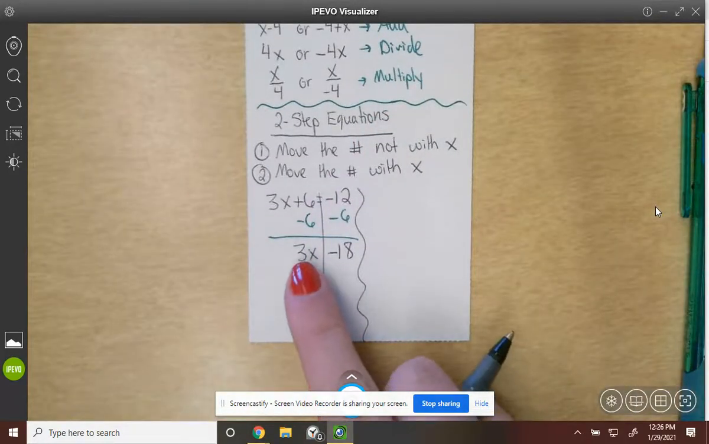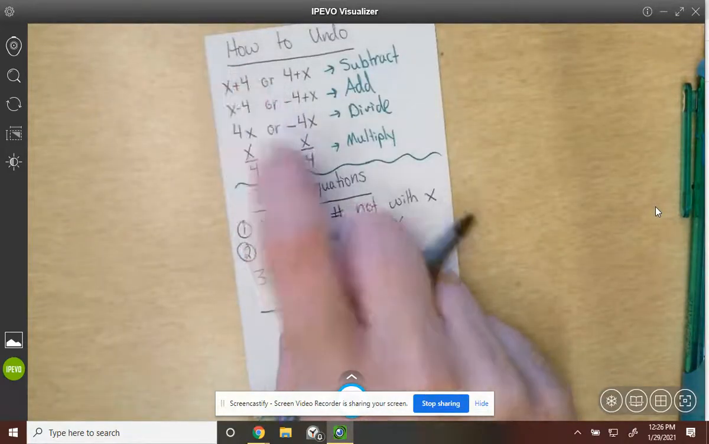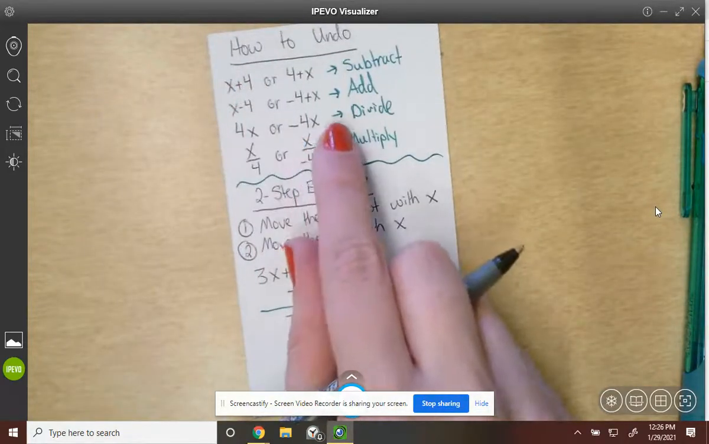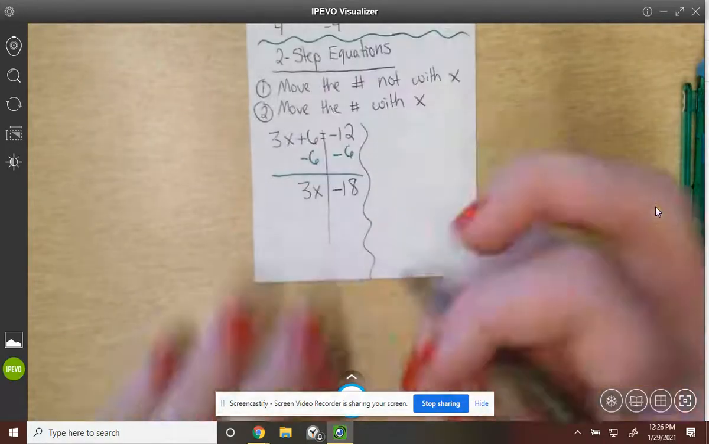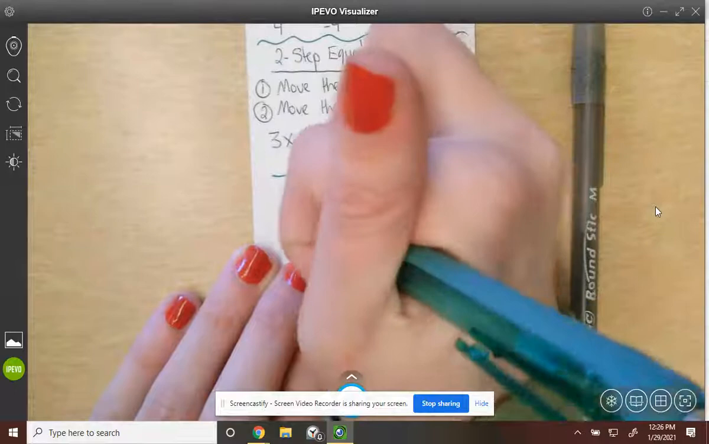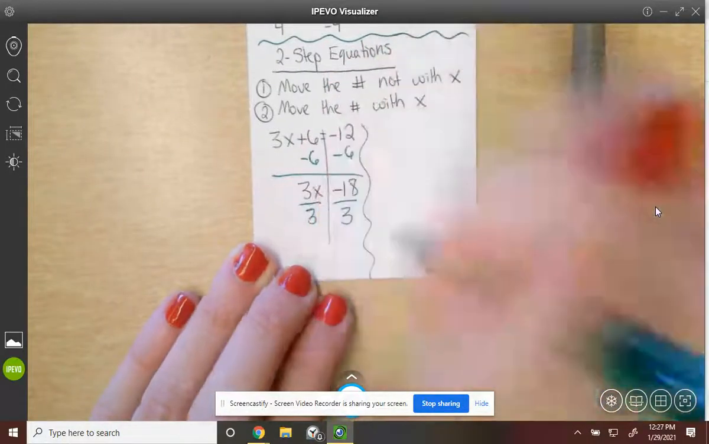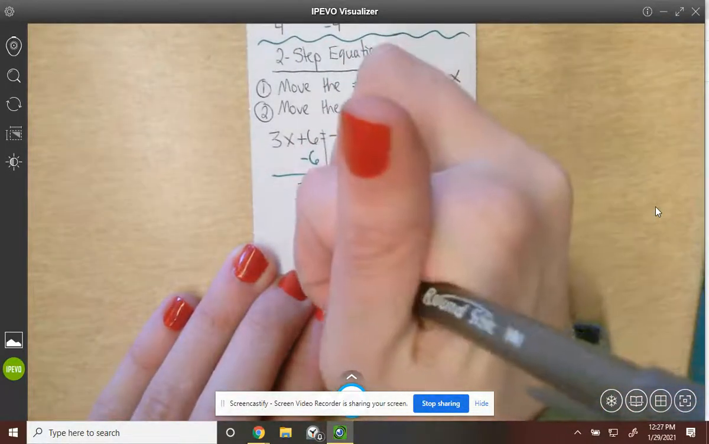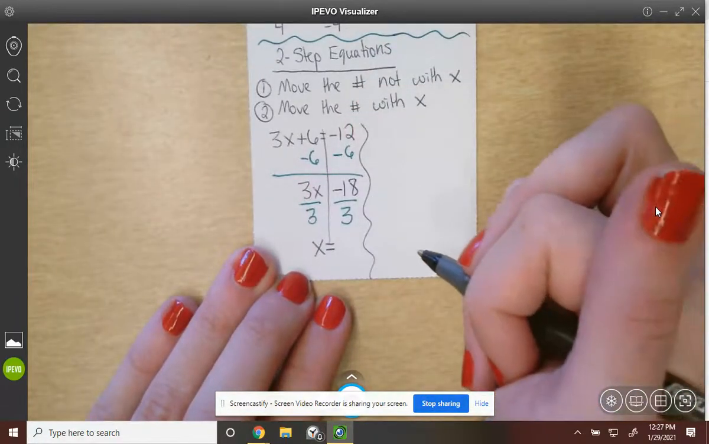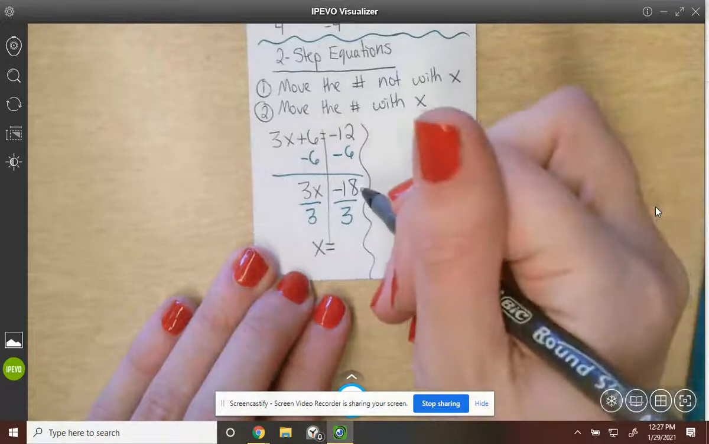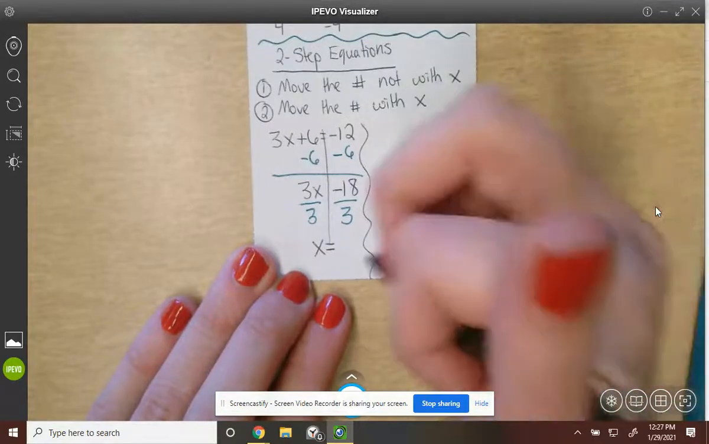Now I get rid of the 3. If you look back up here, which one does the 3 look like? The 3x. The division. Yeah, the division one. So I know that tells me I'm going to divide. So x equals negative 18 divided by 3. Negative 6.